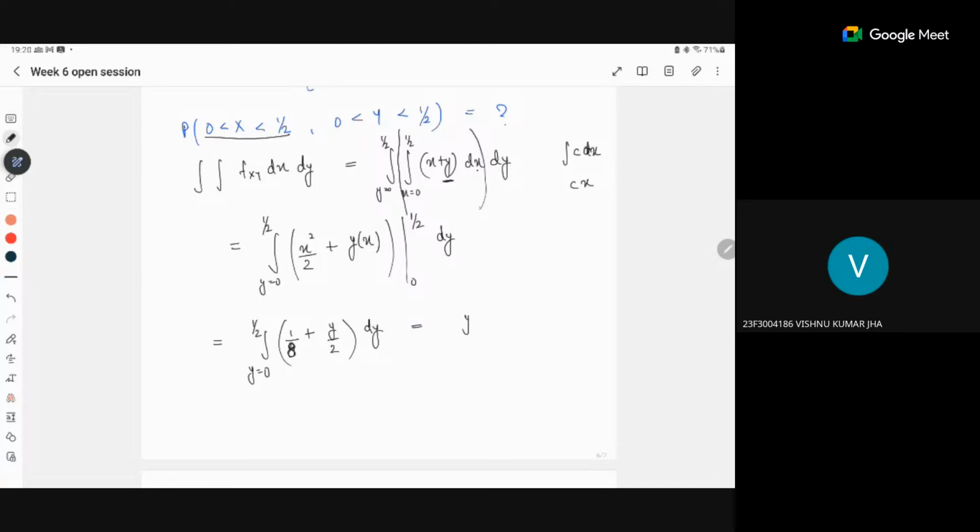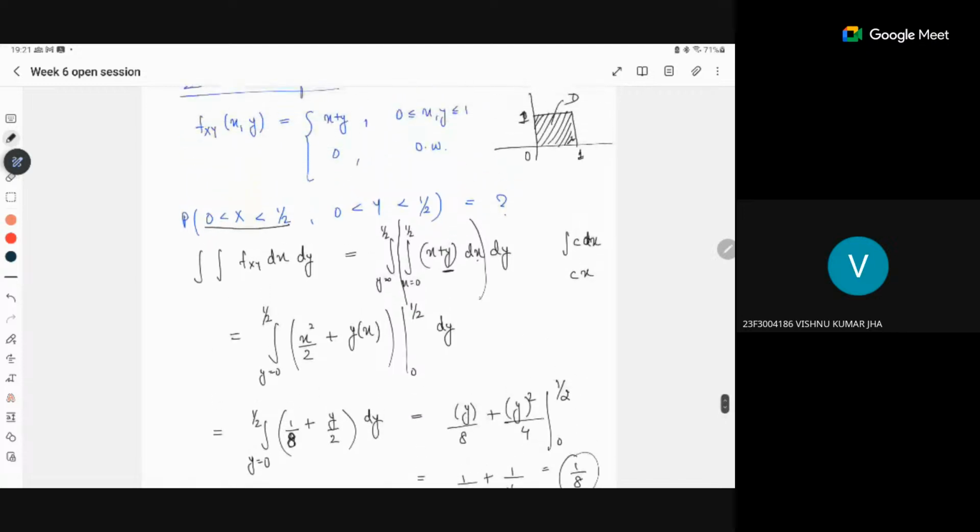So what will you get? You will get y upon 8 plus y square by 4, with the limit 0 to 1 by 2. So this is 1 upon 16 plus 1 upon 16, which is 1 upon 8. So this is the answer. This is the probability that x lies between 0 to half and y lies between 0 to half. This comes out to be 1 upon 8.